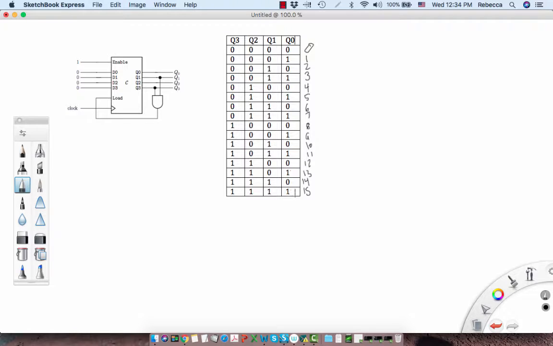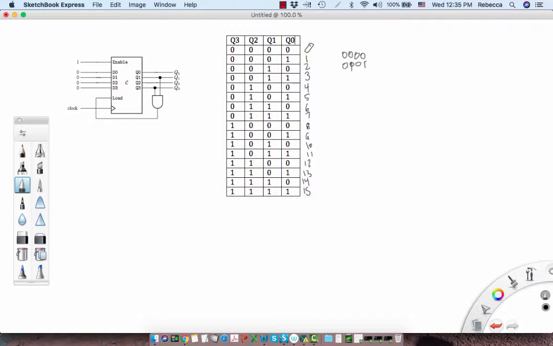Now, again, we don't know where we start. The values of Q0, Q1, Q2, Q3 could be anything when we start. And let's just say we start at all zeros. Since the load is 0, because Q1 and Q3 are not both 1, the load is 0, enable is 1. It'll just act like a regular counter, and so it'll count. And the next values for Q3, Q2, Q1, Q0 will be 0, 0, 0, 1.